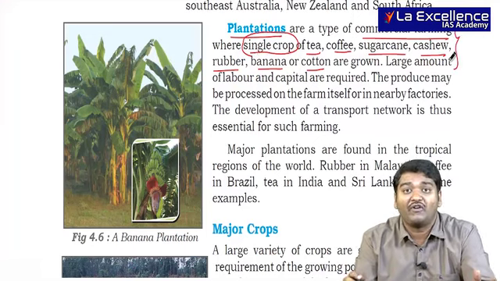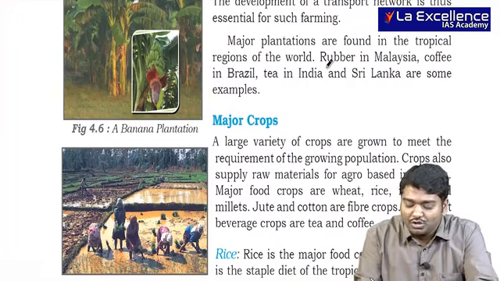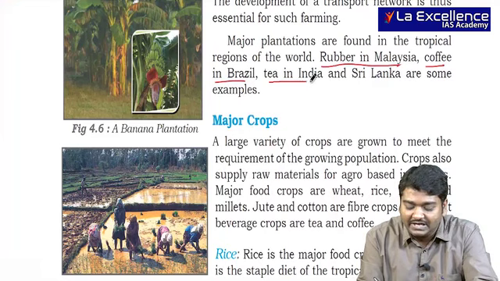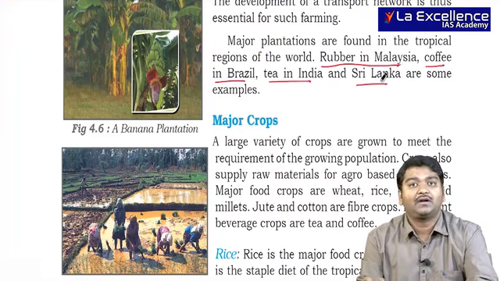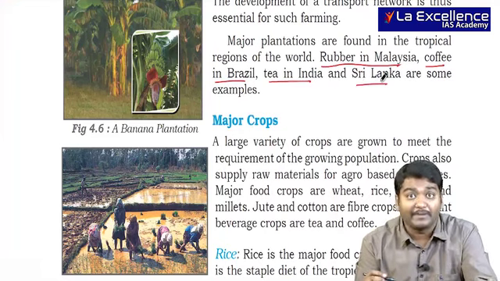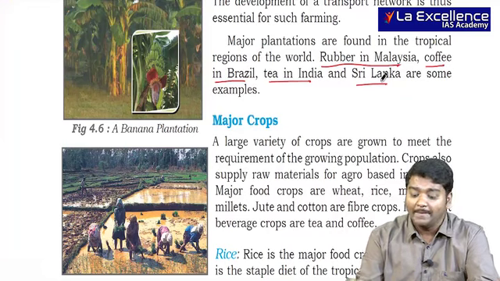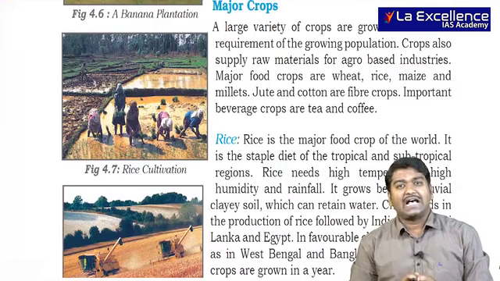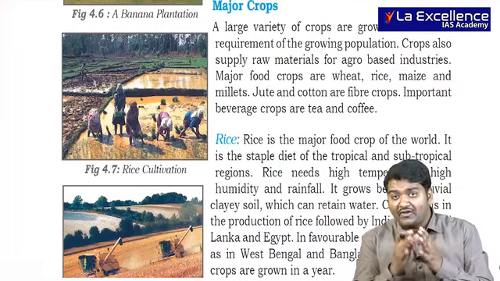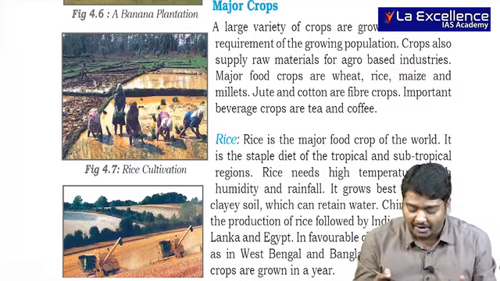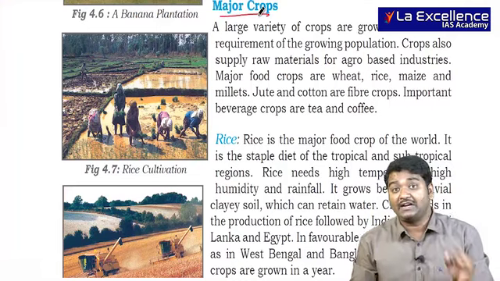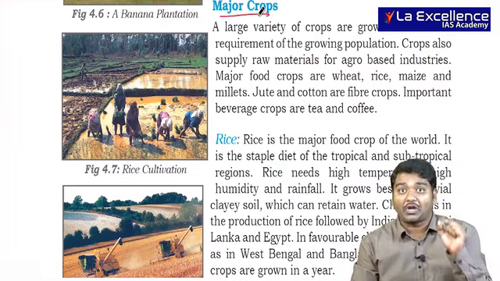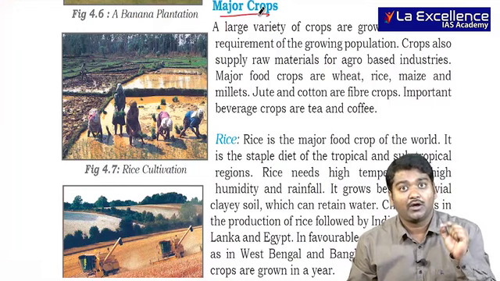But for this, climate plays a very important role. Climate has to be very, very good. So you usually find rubber in Malaysia, coffee in Brazil, tea in India and Sri Lanka. Coffee is present in India as well, and rubber is present in some parts of India, but commercially you see it in these regions. So after this, as I have already told you, it is very important for us to look at some of the major crops and the climatic pattern required for the growth of these crops.